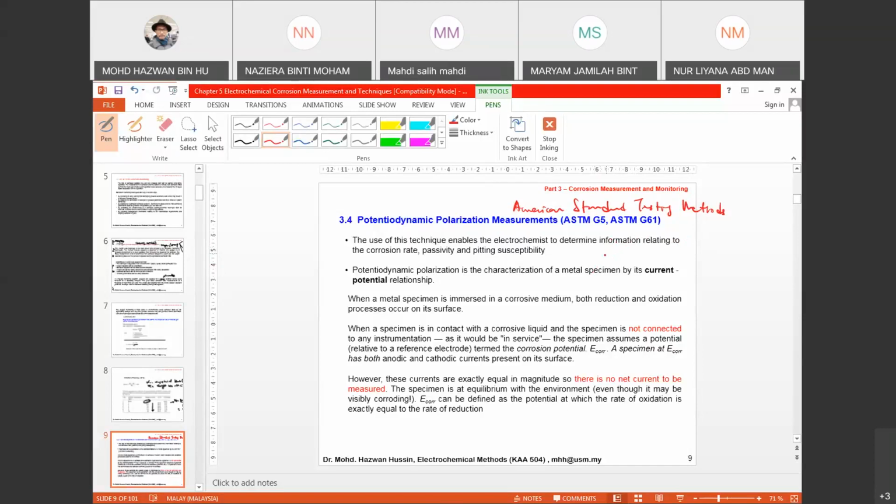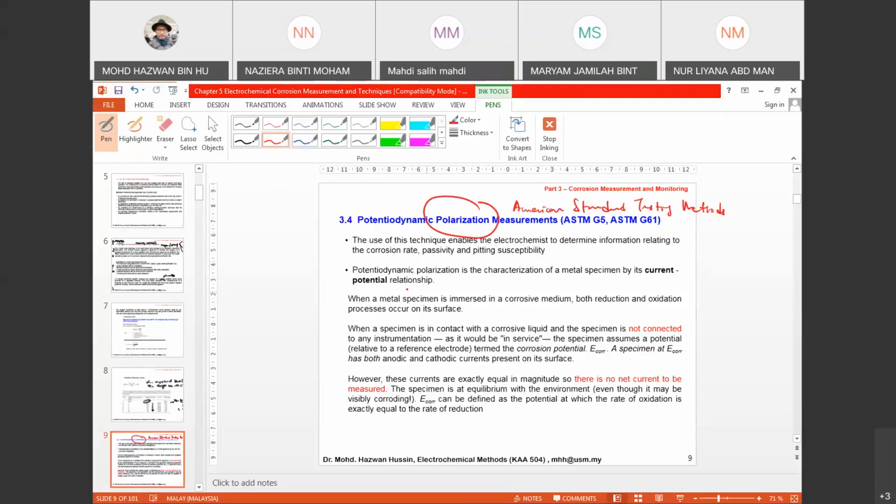Okay, so for potentiodynamic polarization methods, we can categorize it as ASTM G5 or ASTM G61. In these methods, we are using polarization. If you still remember, what does polarization mean? Polarization means that we are studying the behavior of current density at different overpotential values. This technique enables the electrochemist to determine information relating to corrosion rate, passivity, and pitting susceptibility.